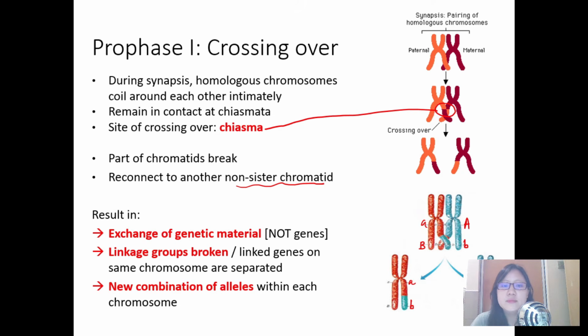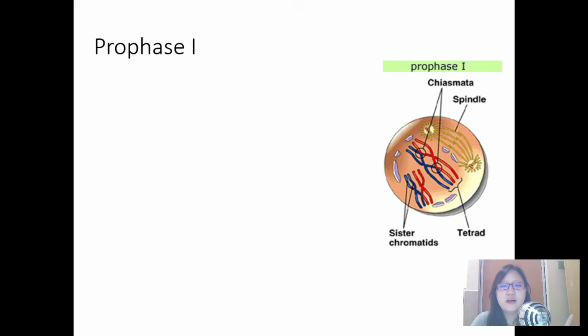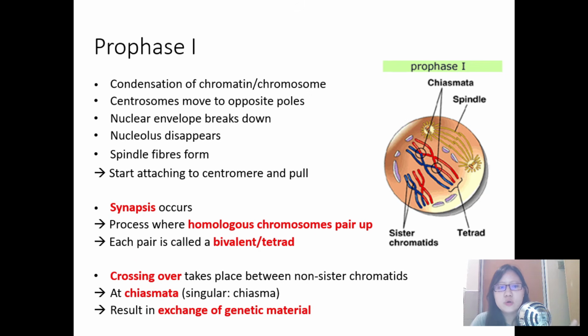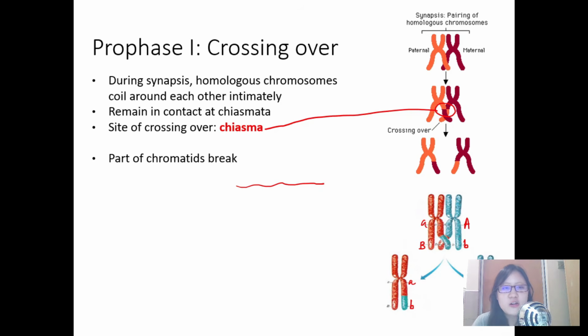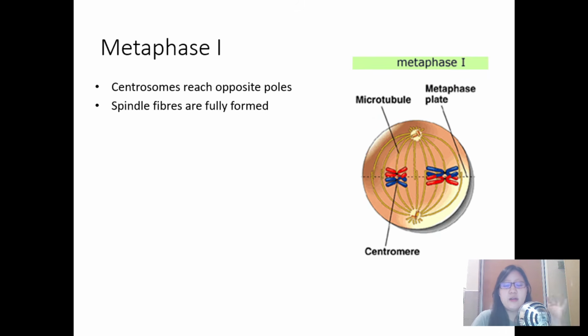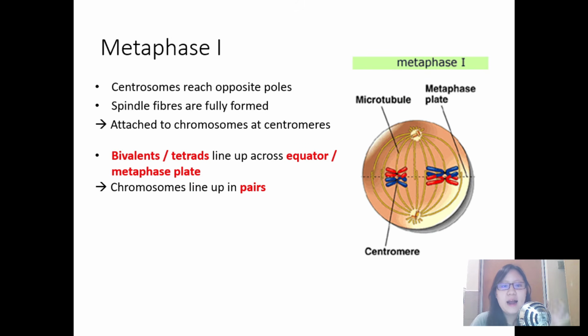In prophase 1, other than the stuff you already know, there's also synapsis, the pairing of the homologous chromosomes, and crossing over that takes place. Alright, moving on to metaphase I. Now, what is special is that everything is the same, but the homologous chromosomes are lining up in pairs.